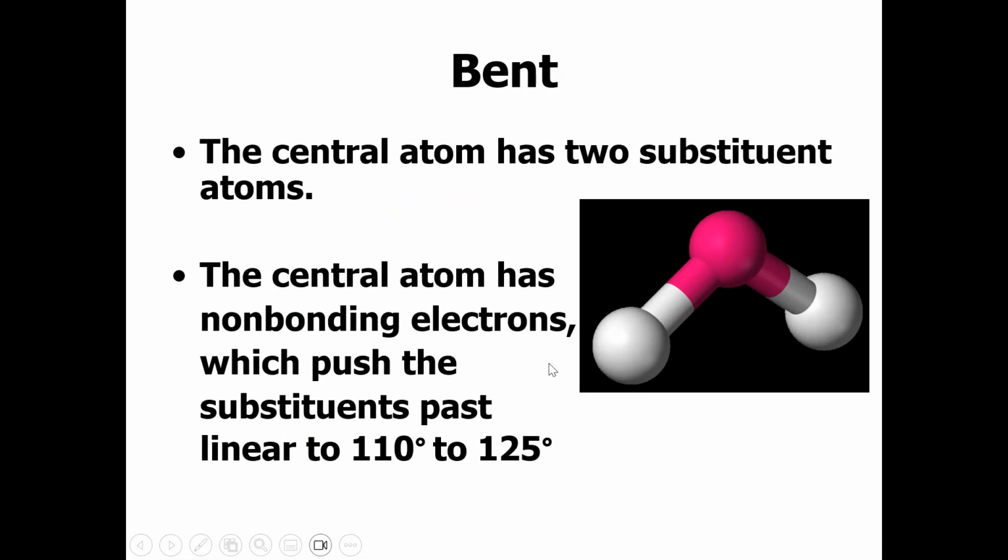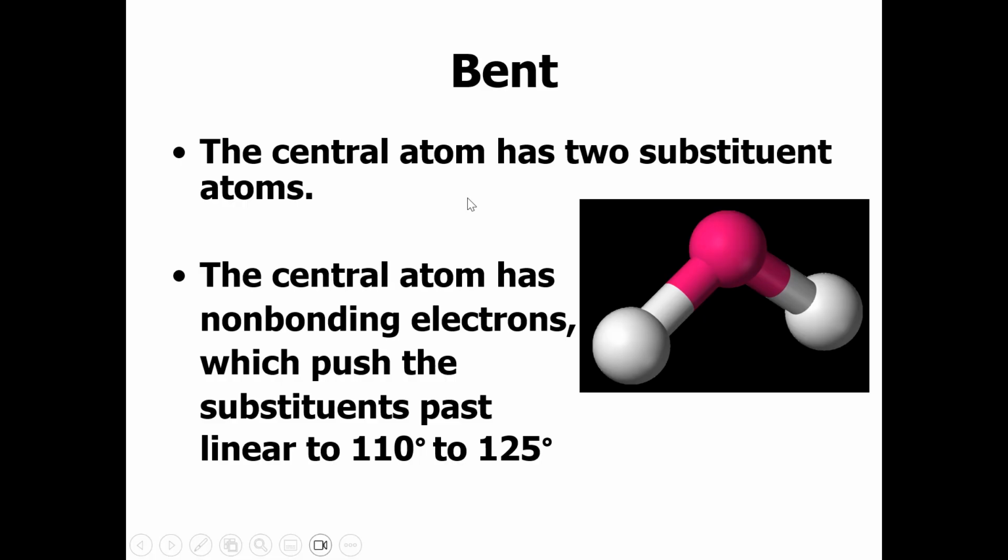The next common shape is just called bent. It's not the most fancy name for a shape, but it's just referred to as bent. That's when the central atom has 2 substituents, but also there are going to be non-bonding pairs. And depending on how many non-bonding pairs there are, you might have an angle that's 109.5, like we saw a little bit earlier, or you might go a little past 120.